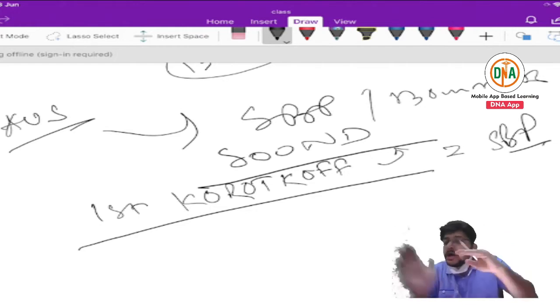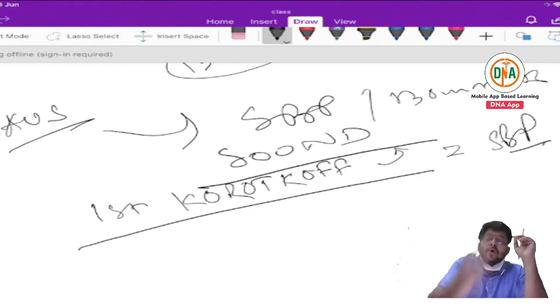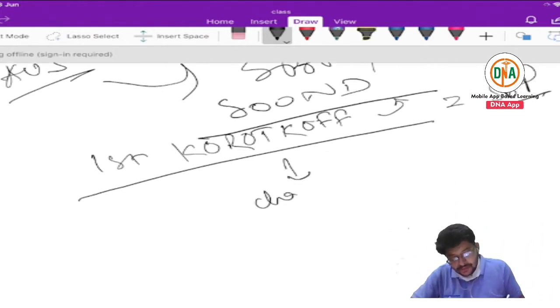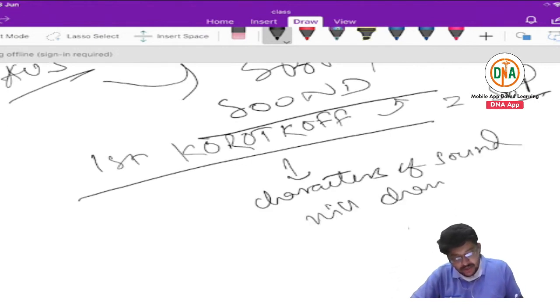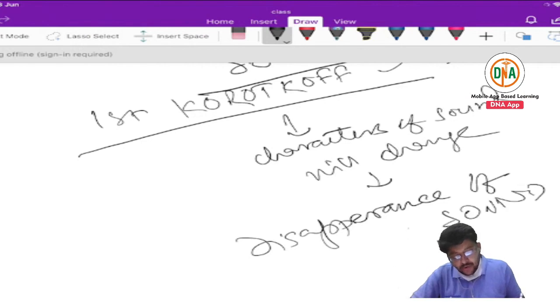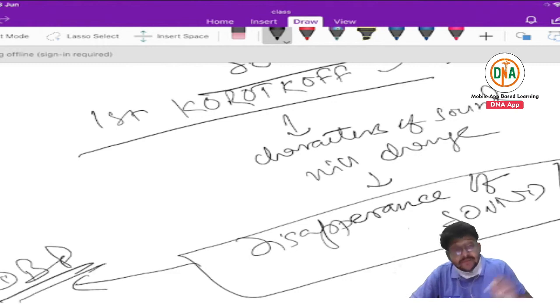It will continuously change from a tapping to loud to a gong, and then go into a muffled variety of sound. Remember, the characters of sound will change, and a time will come when there will be disappearance of sound. This is the point. The point of disappearance will be the diastolic blood pressure.